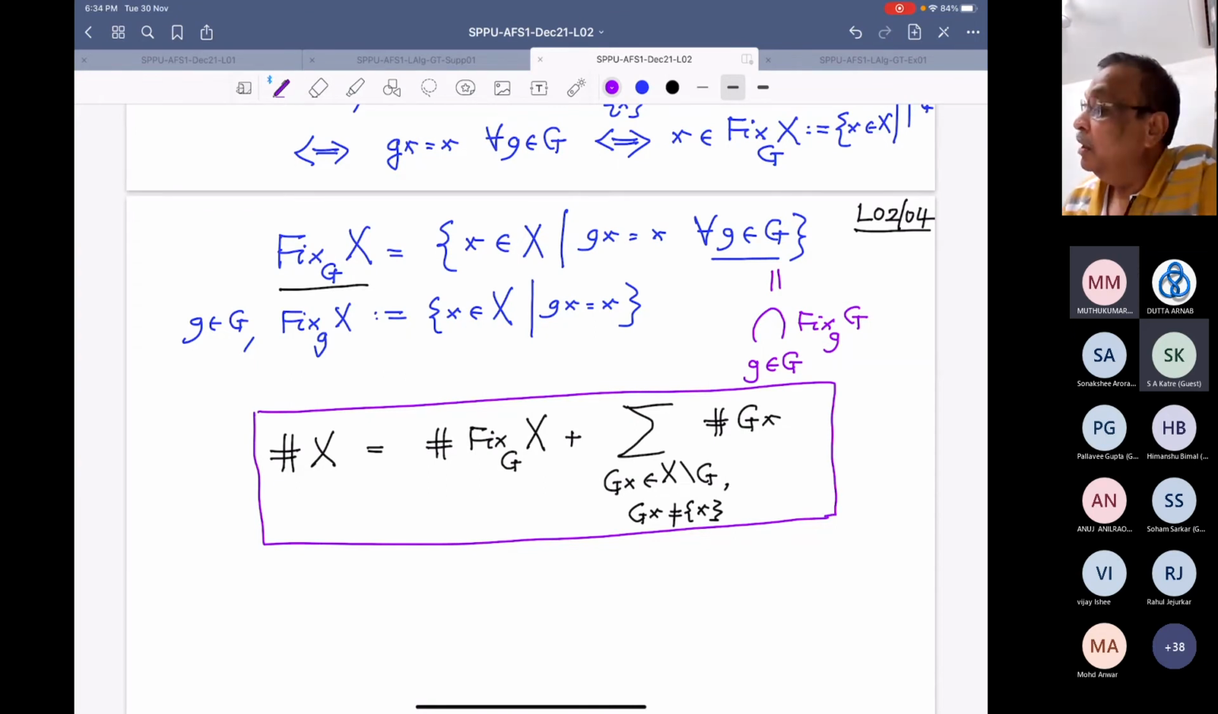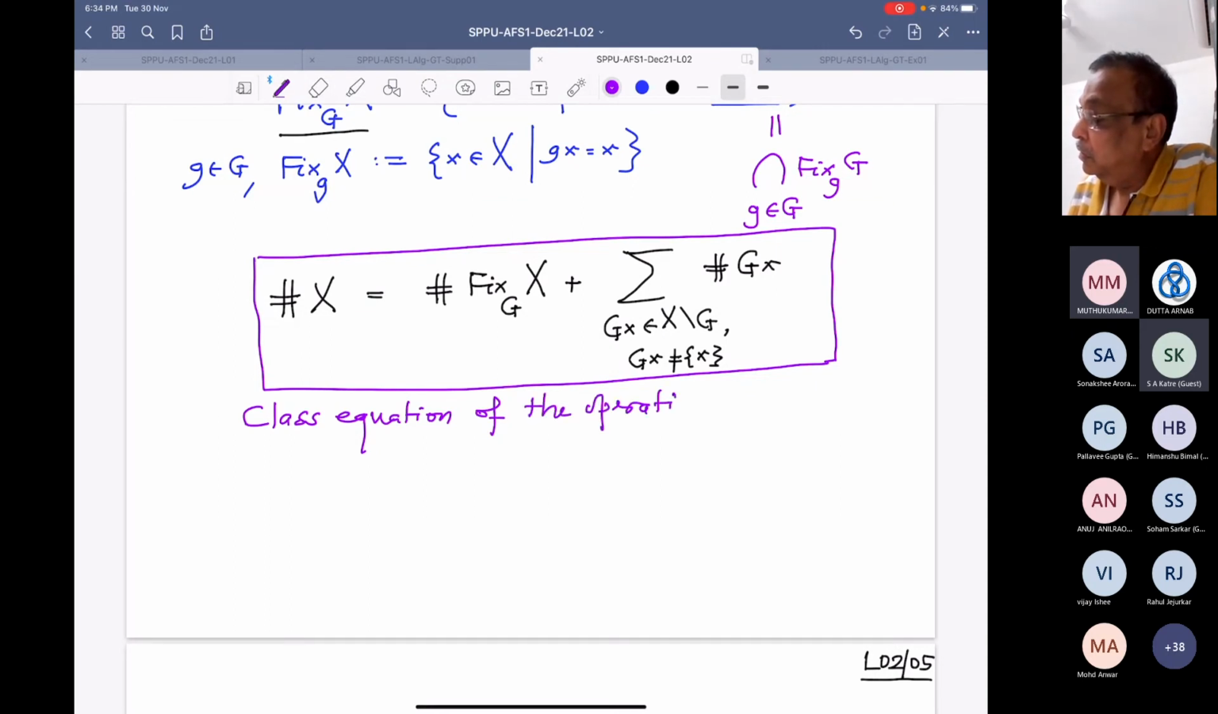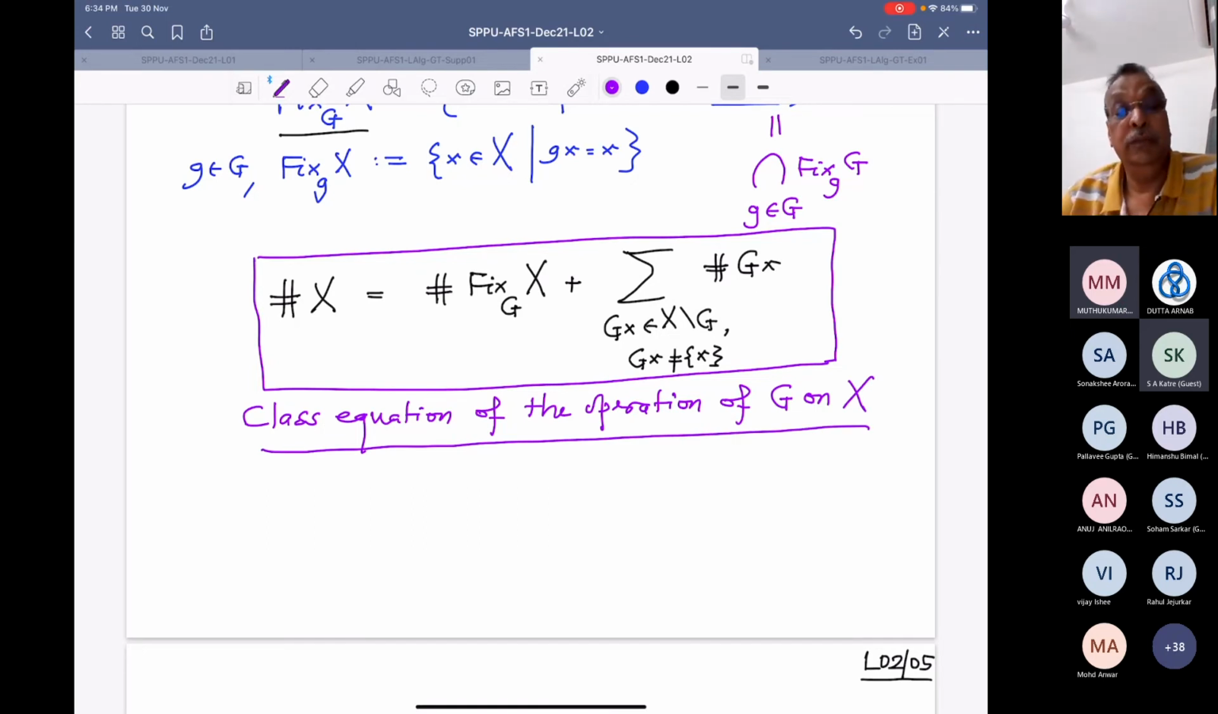So this is called the class equation of the operation of G on X. This is a very important equation. And now one might ask, why is it called a class equation? Because it involves the classes, equivalence classes. That was probably the reason.